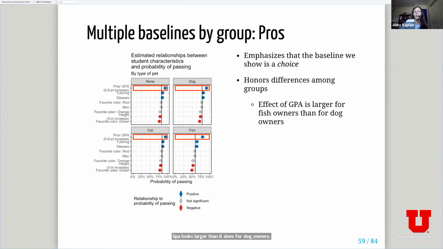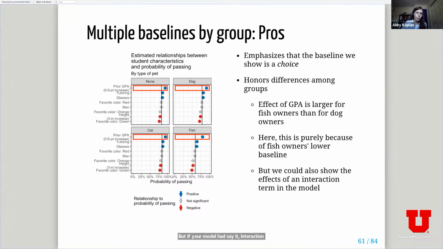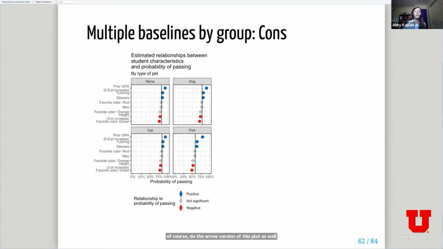In our particular model, the reason the effect is larger for fish owners is because fish owners start at that lower baseline, where the logistic curve is really steep. But if your model had, say, an interaction between pet type and GPA, of course you could just add that here too. So this kind of graph easily also shows the effects of true interactions in your model. So it's really nice. And then we don't show this, but you could of course do the arrow version of this plot as well. Disadvantages of this approach is, well, we still have to choose one baseline for each group.